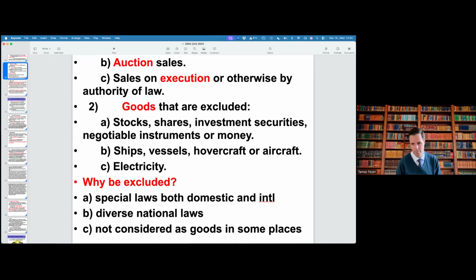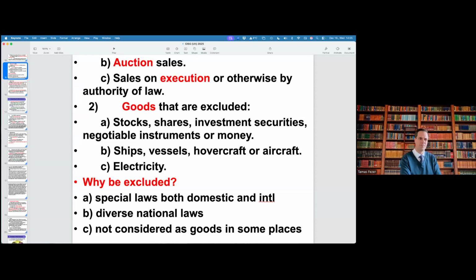Also, if the sales contract is made in the form of an auction, when bidding is involved, that's not a CISG transaction. And if the contract was made in the framework of an execution or performed by the authority of the law, think about bankruptcy or insolvency, then it's also not a CISG transaction. And some limited number of products are specifically excluded from the coverage of the CISG when we are talking about negotiable instruments like securities, right, or money, ships, vessels, hovercrafts, and aircrafts, and also electricity. They are not considered to be CISG transactions. So domestic law is going to govern these contracts.